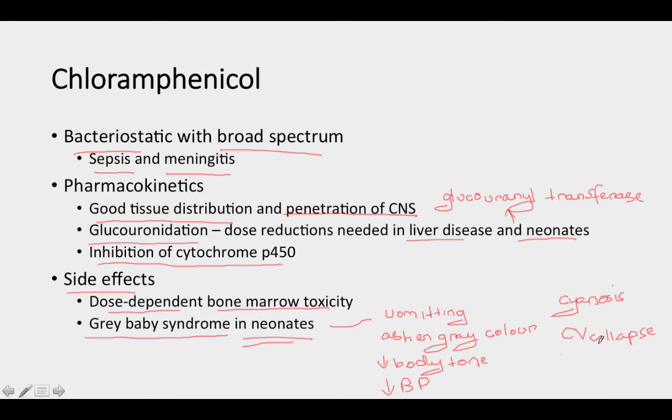And the reason that happens is because the drug isn't glucuronidated, as we said, because of the breast milk inhibiting glucuronyl transferase, and you get this toxic accumulation of metabolites causing this gray baby syndrome. It's a classic question. It hasn't come up in biomed, but they seem to like it, especially in the USMLE.